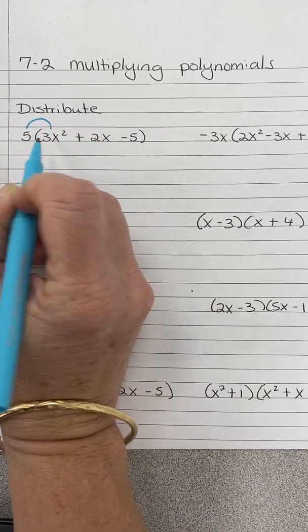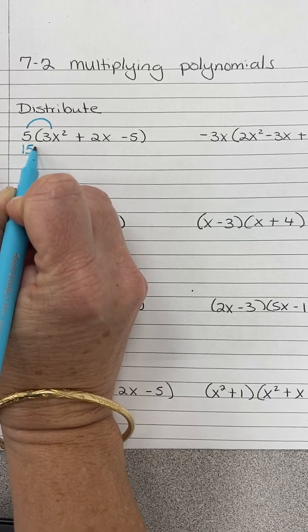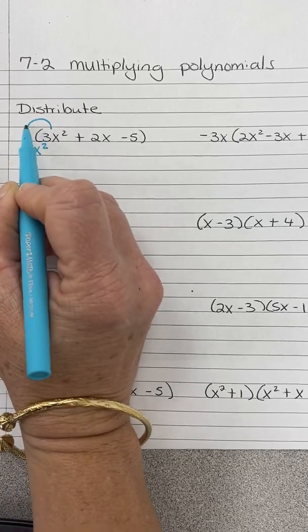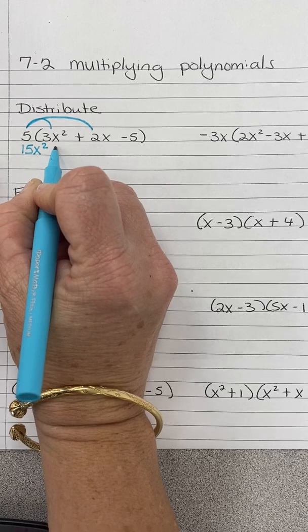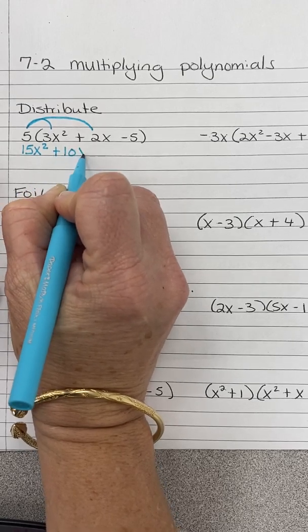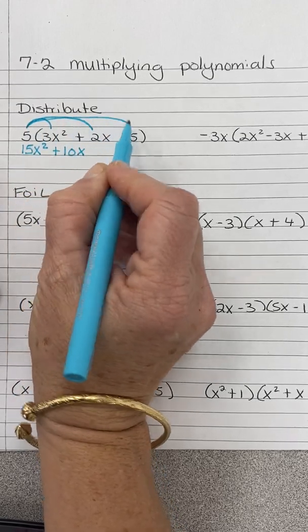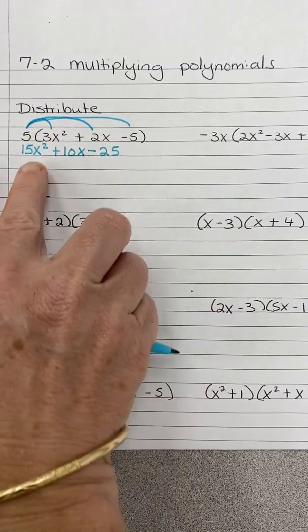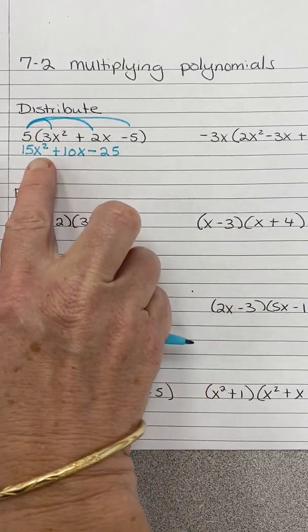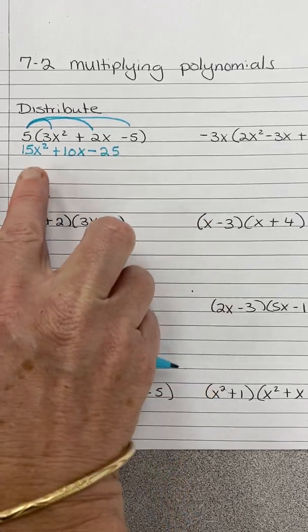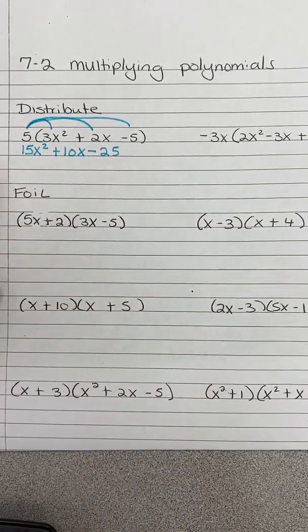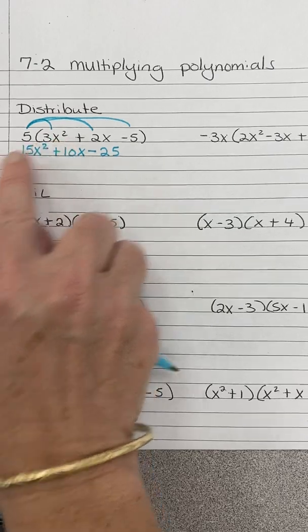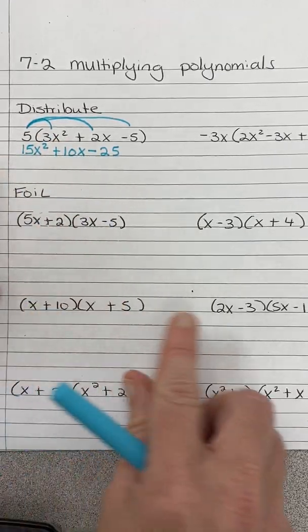So 5 times 3 is 15x squared. 5 times 2 is 10x. 5 times 5 is 25. And you can't keep going, you can't combine them anymore because they have to be like terms in order to add them. So in multiplying, it doesn't matter, you don't have to have like terms. You can multiply any terms together.